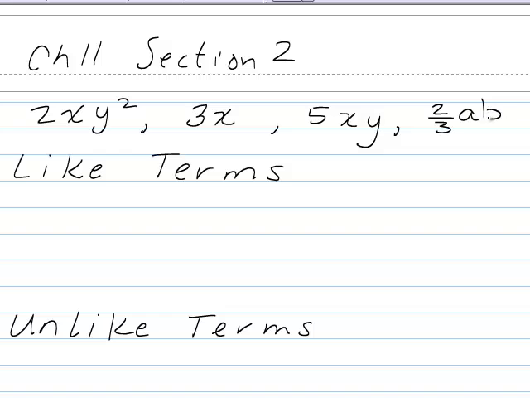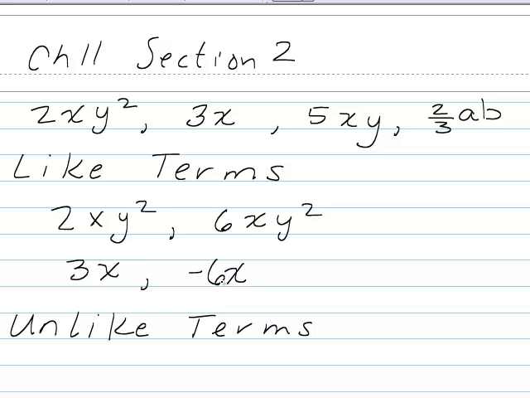Now these are all different examples of terms, or we could even have something with a different letter, 2/3 ab. We say we have like terms when the variable part of the term is exactly the same. So 2xy squared and 6xy squared are like terms. Another example would be 3x and -6x. Those two are like terms. The variable part is exactly the same.